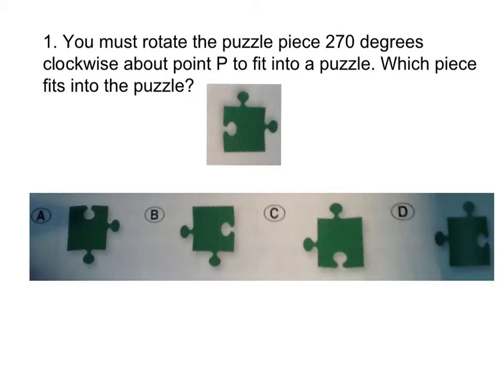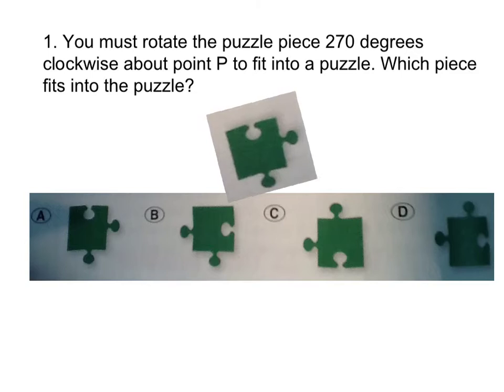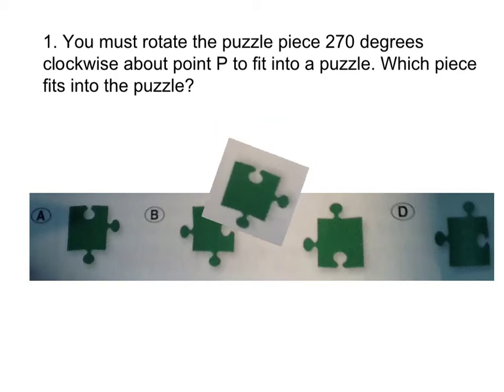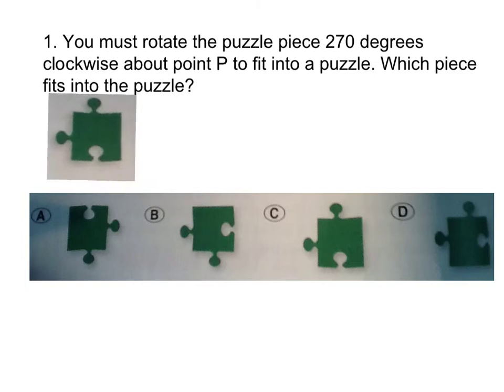So if I turn this once, and I'm going to do the best I can at turning this. If I turn this, let's turn it 90 degrees. 90 degrees would be that. So our answer would not be A. 180 degrees would be like that. So our answer would not be B. And then we turn it again. 270, there we are. So our answer would be C.